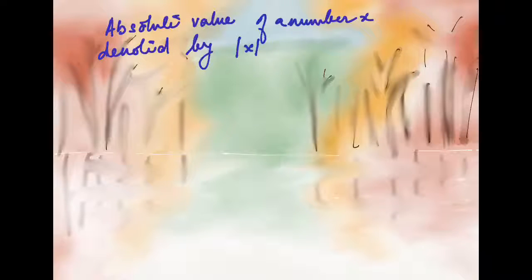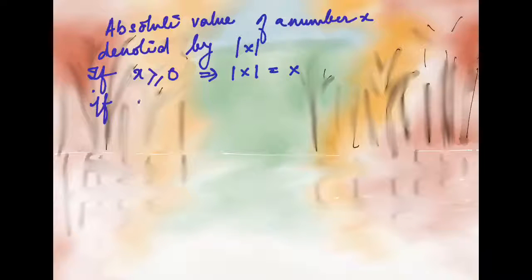What does it imply? If x is greater than or equal to 0, then mod x equals x. If x is less than 0, then mod x equals minus x. This means that the absolute value or modulus of any number is always positive.